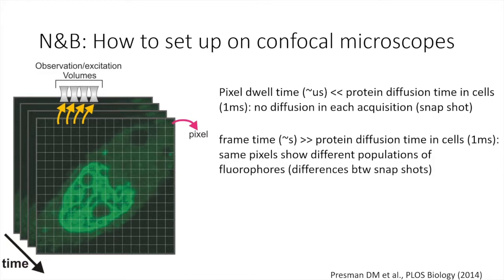And for frame time, after you scan through the whole image and go to the second frame, you want the population to have already changed. So in this case, the frame time needs to be much greater than the diffusing time. Then you can see the population change and observe the fluctuation from a single pixel. This is how you design your number and brightness experiment. Just make sure your dwell time is on the order of microseconds and your frame time is on the order of seconds, so your diffusing time is in between.